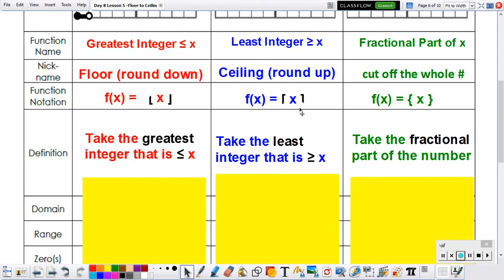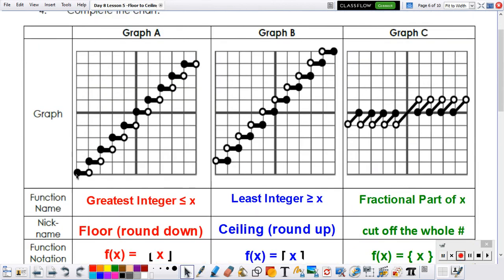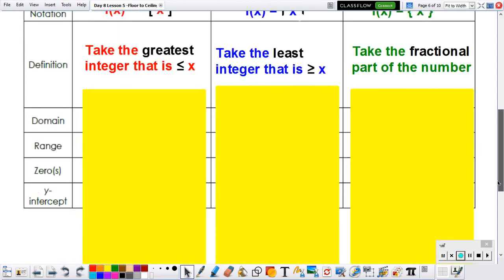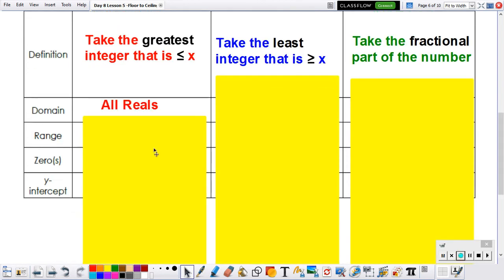All right. So the domain and the range. Let's take a look at these. When we look at the domain, do they stretch from left to right? Yes. Does graph B stretch from left to right? Yes. Does graph C stretch from left to right? Yes! What is the domain? Shout it out! All real numbers! So literally, all real numbers, all real numbers, all real numbers.